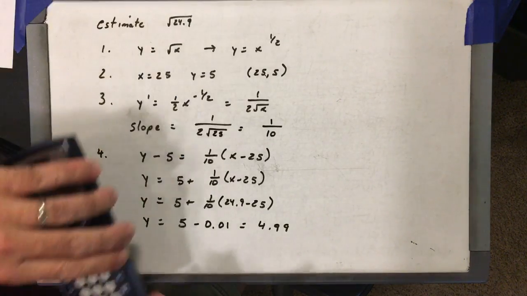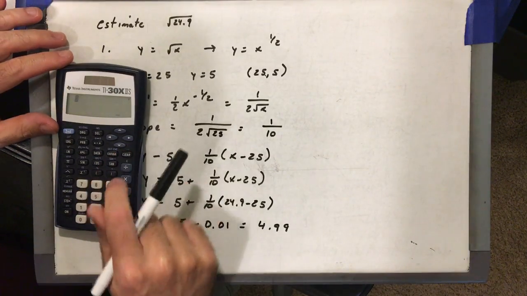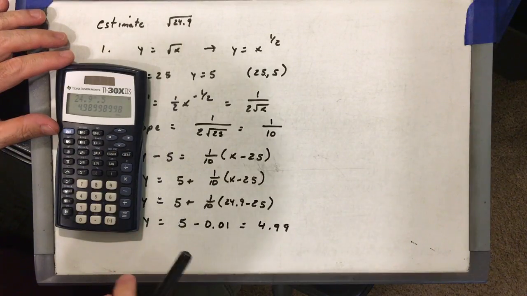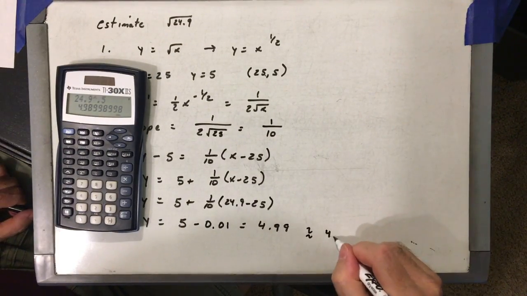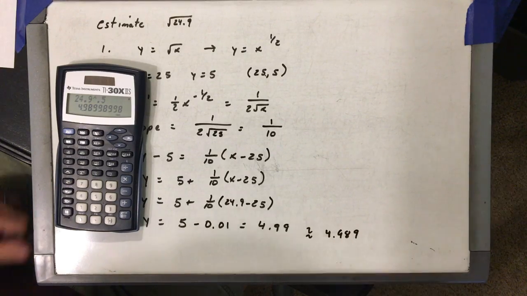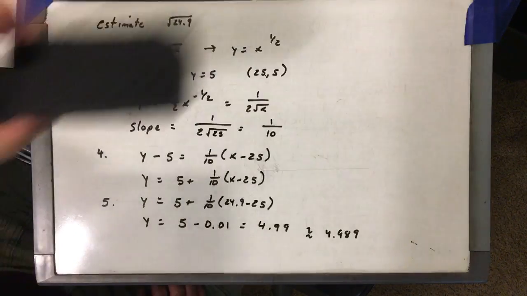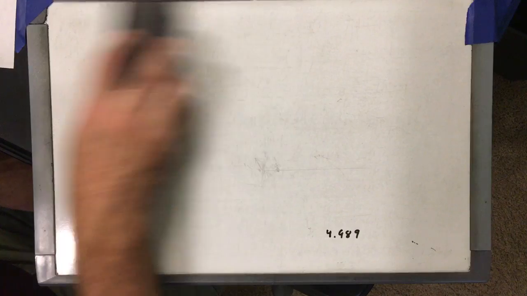So is my estimate any good? Well, let's take the square root of 24.9, I'll raise that to the 0.5 power, square root, 4.989. That's pretty good. I'll take it. Only 1/1000th off. Okay, so that's how you do it. You can do that. You're all over that like a buzzard on a poop wagon.